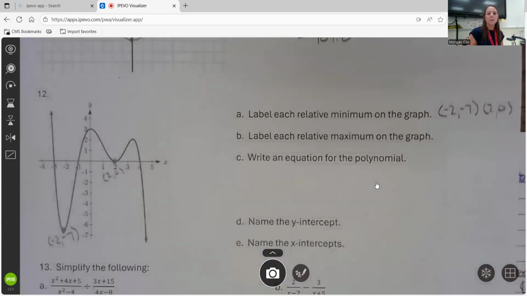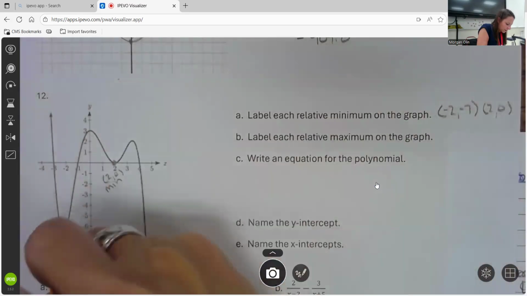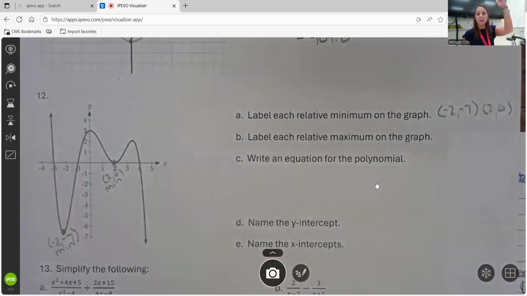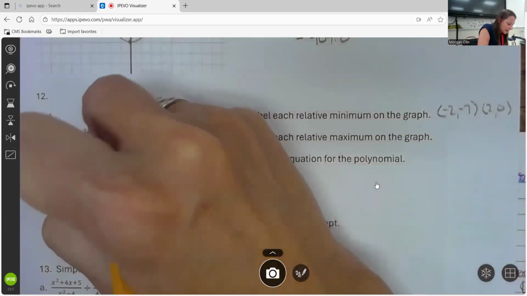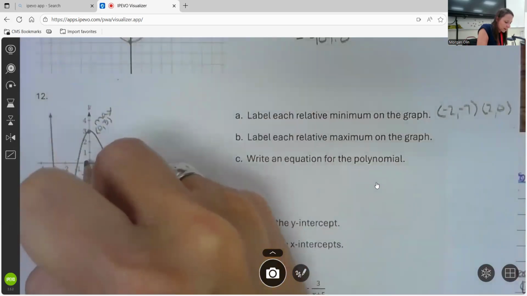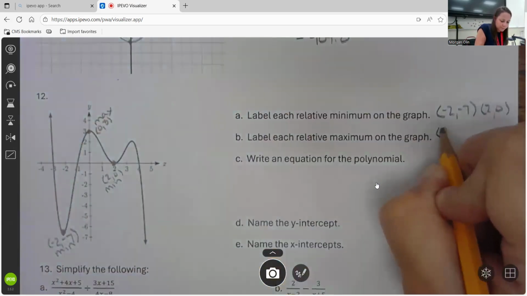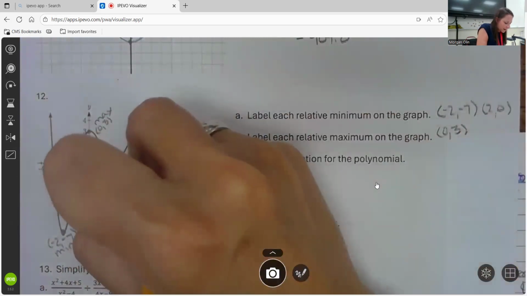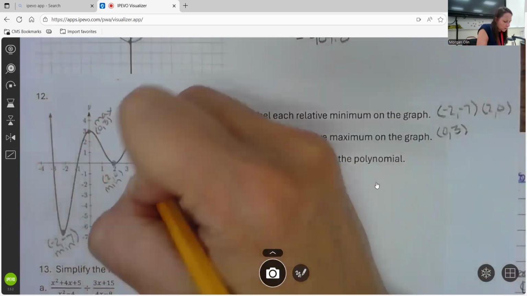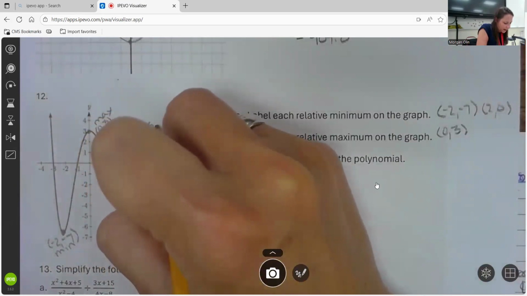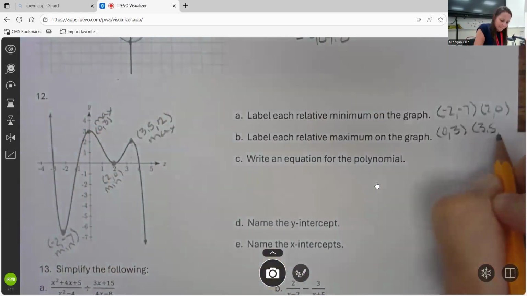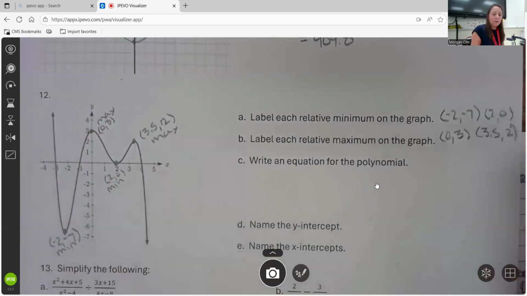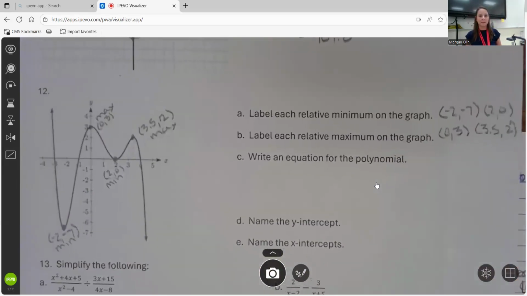All right, now label each relative max on the graph. This one's min. Okay, max is this time that goes up and then comes down. It's got that peak to it. So I've got a max right here at 0, 3. Remember, you put the x values first. The x value is 0, and then the y value is 3. All right, here's another max right here. I'm going to approximate that as 3.5 and 2. Like that. So be able to identify relative max and mins.